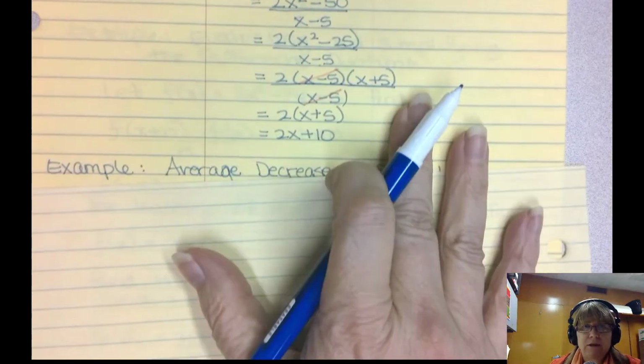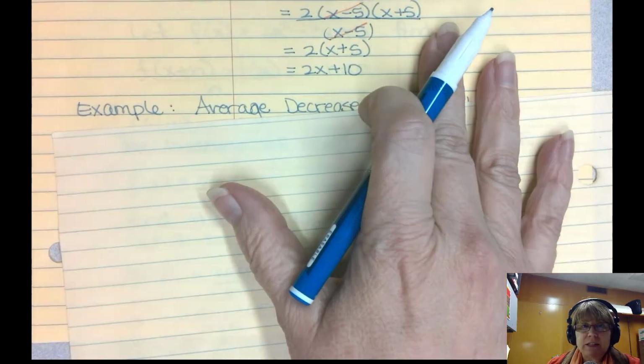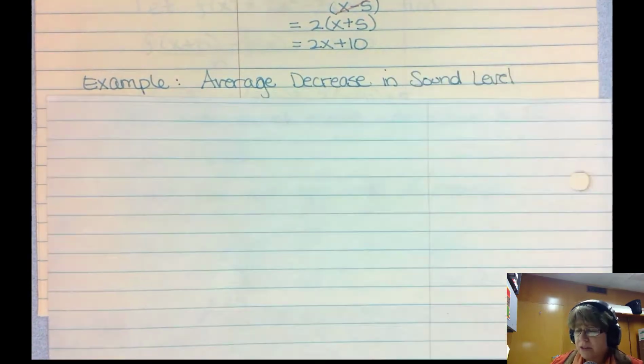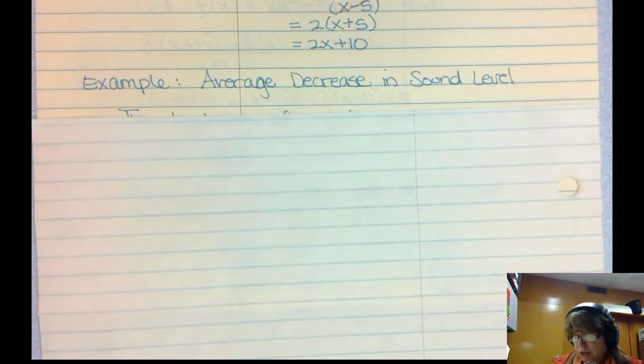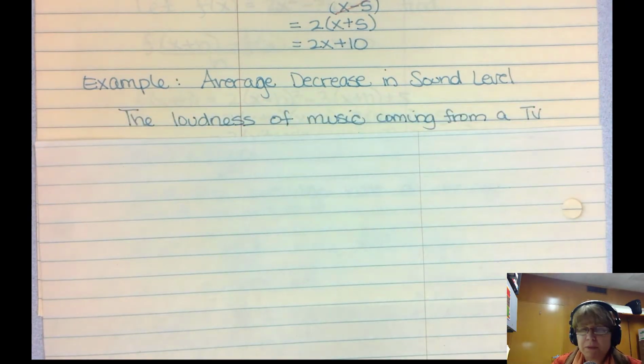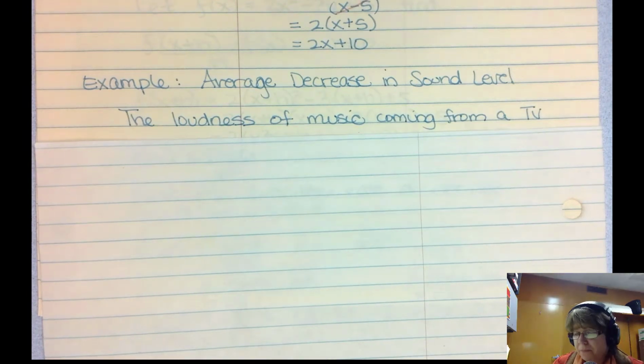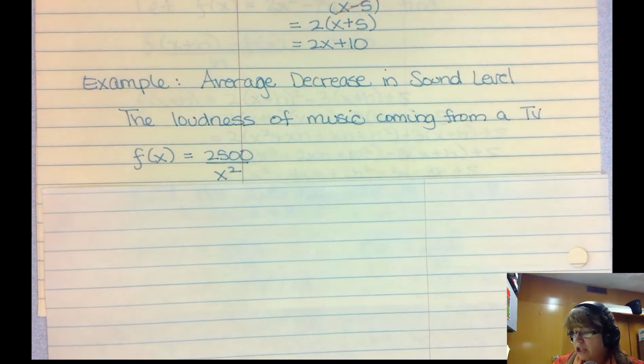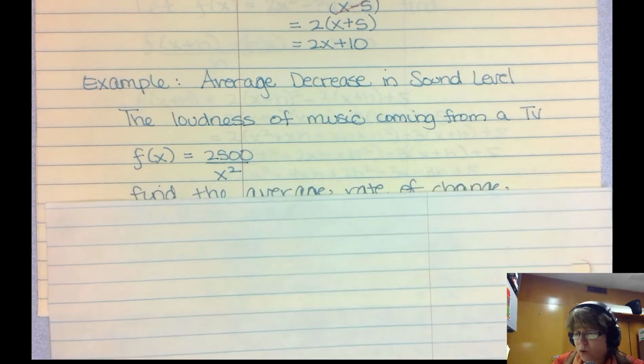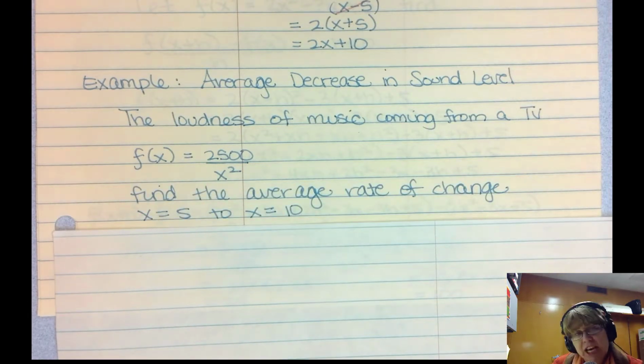Okay, now change doesn't necessarily always have to be positive, so let's talk about the average decrease in sound level. So we have some loudness of music coming from a TV, and if you turn the volume down, that's going to decrease the sound level. So as it turns out, our function about this decreasing sound level from a TV is f of x equals 2500 over x squared. And we want to know the average rate of change when we go from x equals 5 to x equals 10.